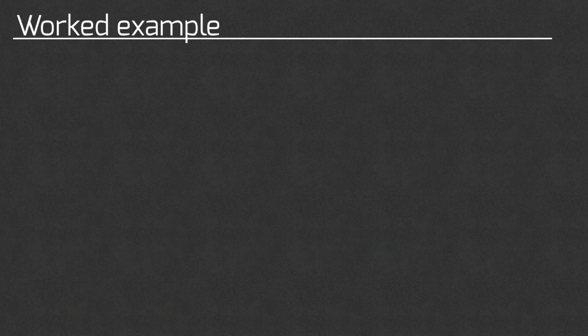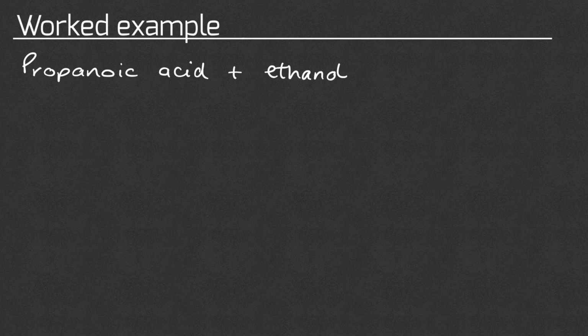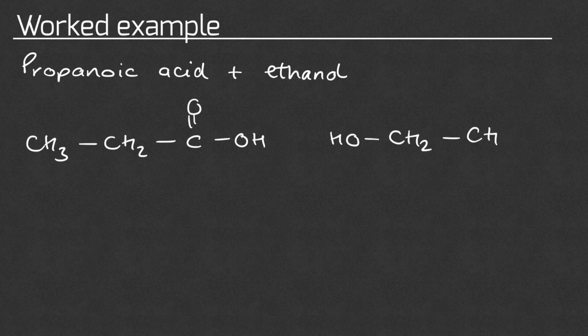We're now going to look at 3 examples of how to name esters. So to start off with, we'll look at what you do if you're going to react propanoic acid with ethanol. We'll start off by drawing both of these molecules out. So we've drawn propanoic acid with 3 carbons and ethanol with 2.